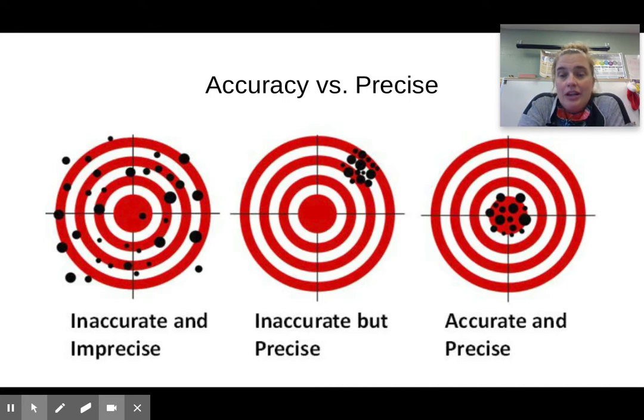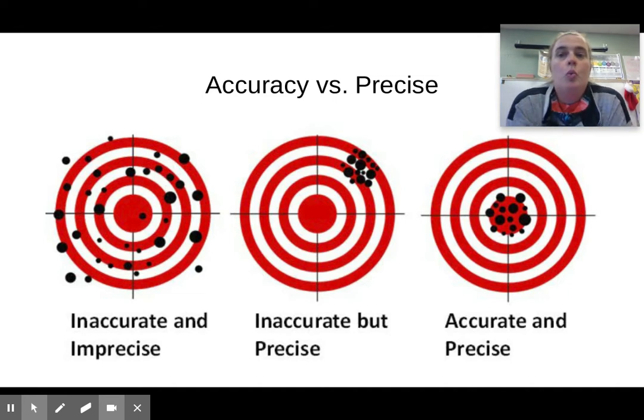The one on the right-hand side is considered to be accurate because all of yours hit your target. Whereas the one in the middle is not accurate, even though they're all clumped together, because you have not hit your target. That one is actually considered to be precise. Precise is when all your measurements are very close to each other. In the middle, every single time I threw my darts, they are all clumped together. So that is precise, but it is not accurate because it has not hit my target.